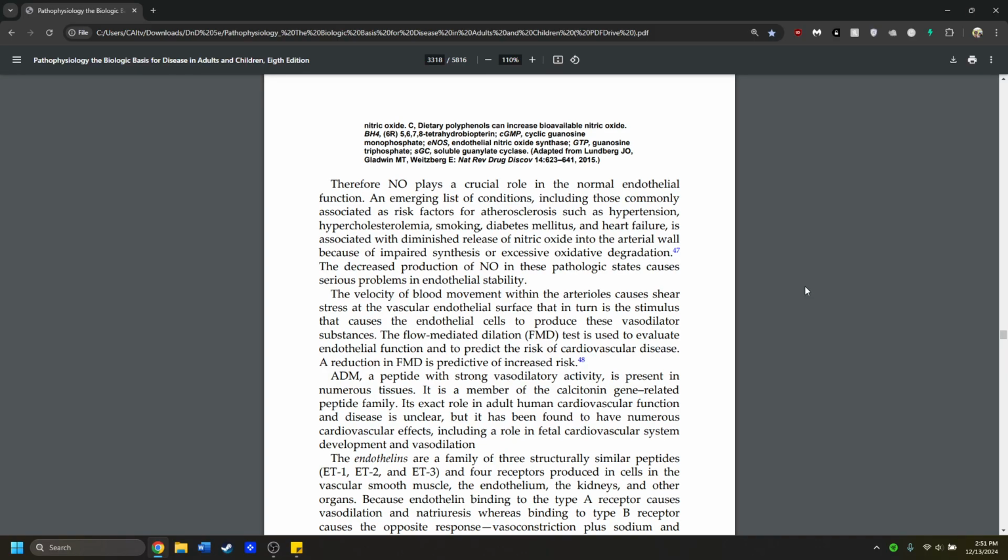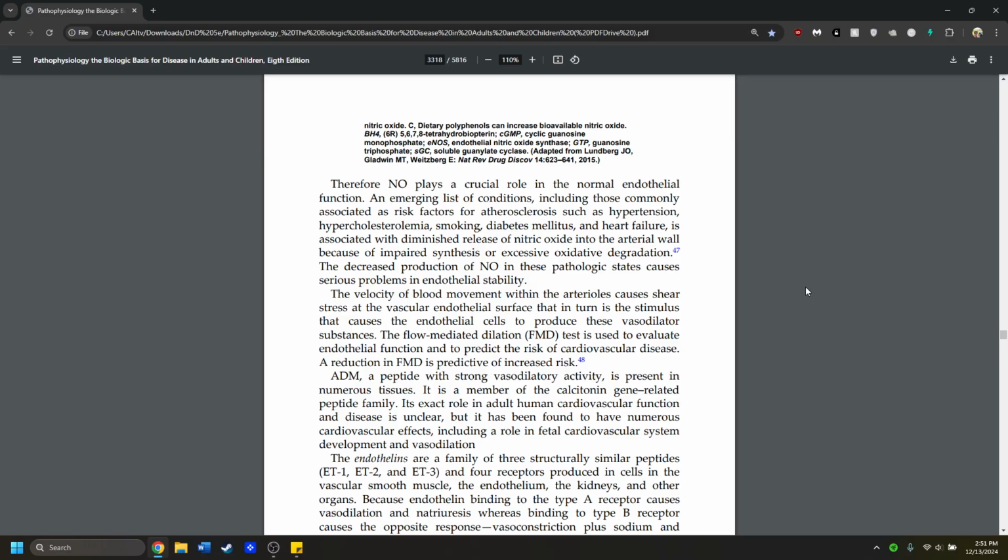Therefore, nitric oxide plays a crucial role in normal endothelial function. An emerging list of conditions, including those commonly associated as risk factors for atherosclerosis such as hypertension, hypercholesterolemia, smoking, diabetes, and heart failure, are associated with diminished release of nitric oxide into the arterial wall because of impaired synthesis or excessive oxidative degradation.